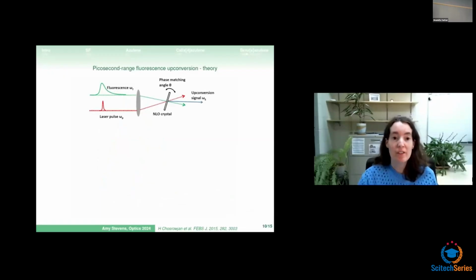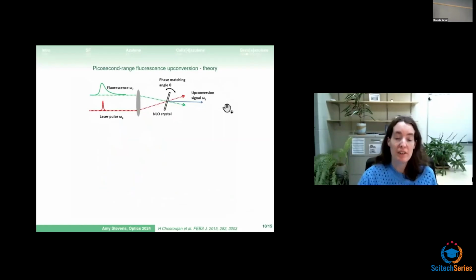Then to measure the decays, what we use is something called our picosecond range fluorescence upconversion technique. This is where we have a short laser pulse, sort of tens to hundreds of femtoseconds, and we have our fluorescence from our sample, and these are interfered on a nonlinear crystal. If the phase matching angle is correct, then you will get this upconverted signal, and that's what we actually measure.